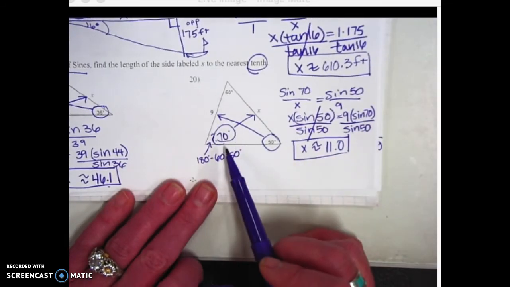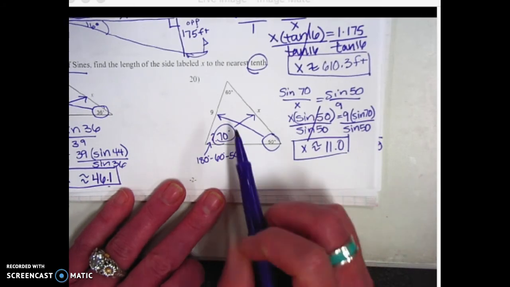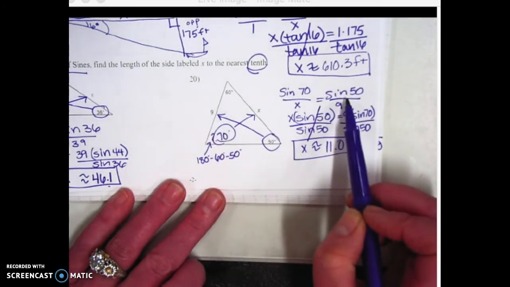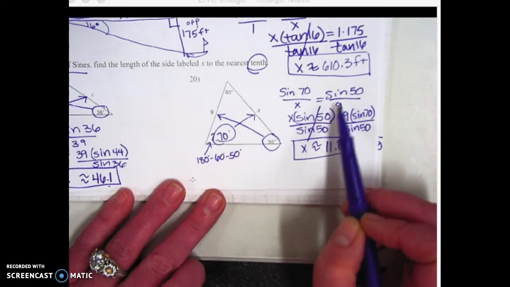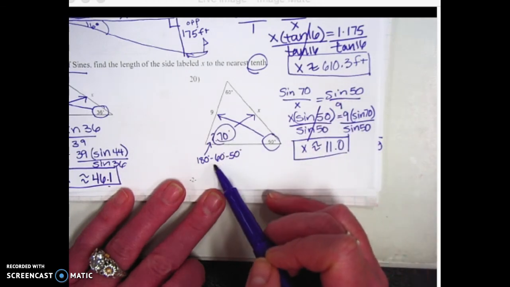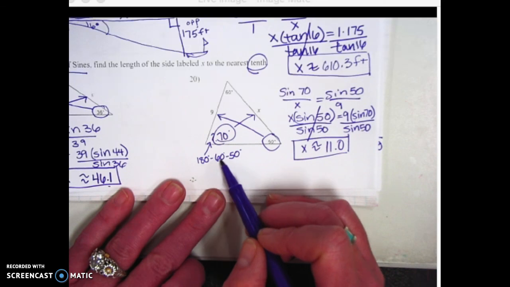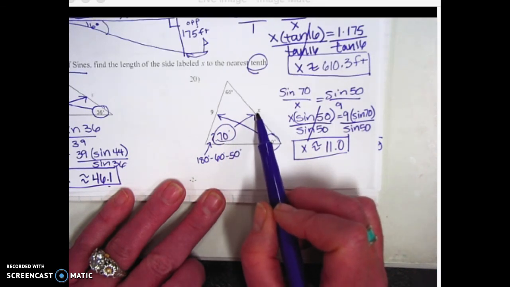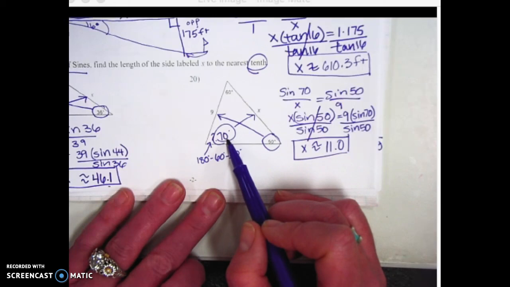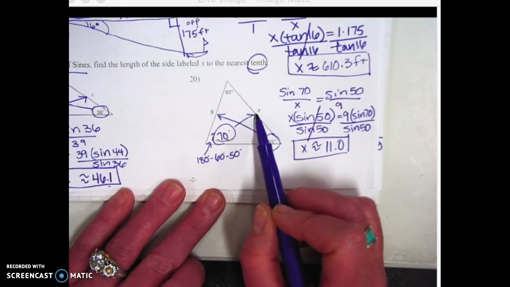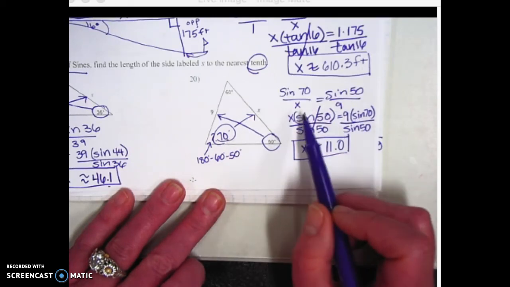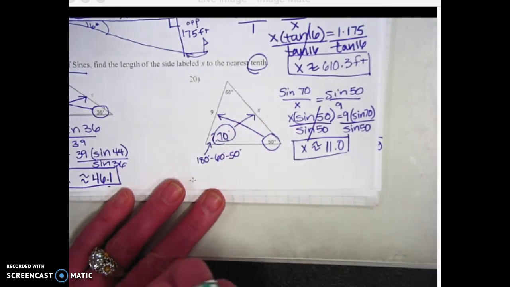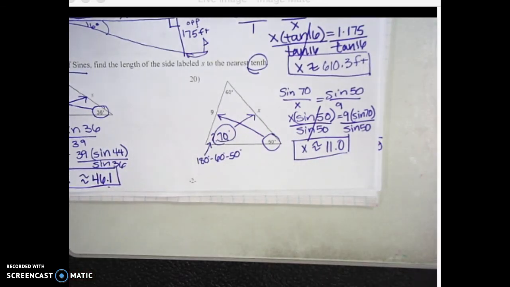For number 20, I knew this angle and its opposite side, so I put it on the right side of my equation, but I didn't know this angle, so I calculated it by starting with 180, subtracting the two angles that I know, so this one's 70, and that became the left side of my equation, the ratio of the sine of the angle measure over the side length. Set up the proportion, did the cross product, divided by sine of 50 on both sides, ended up with 11.1 or 11.0.